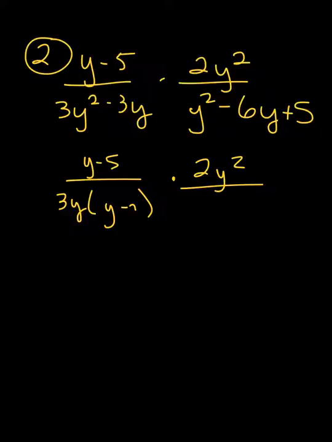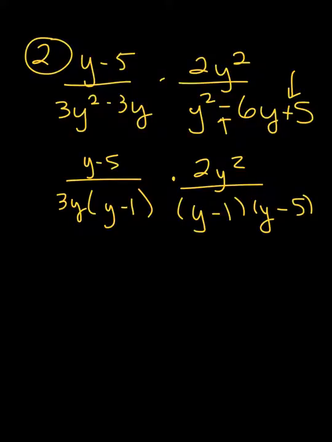Times, again, my numerator here is 2y squared. I'm going to factor my denominator, so I'm going to set up my binomials. I don't have a greatest common factor. I have y, and y will get me y squared. And then my second sign is a plus. It tells me the signs are the same. They're both going to be a negative. And I need factors of 5 that when I add together I get 6. So it's going to be 5 and 1.